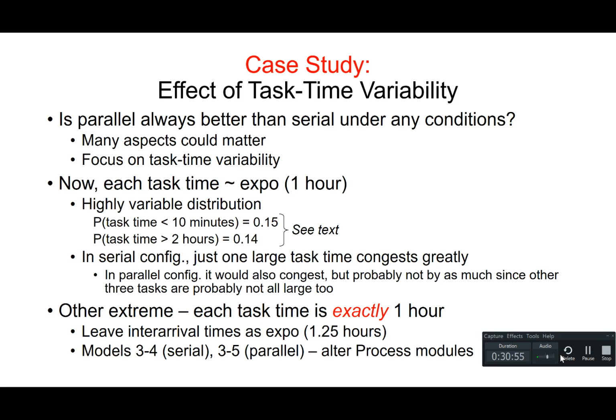In a serial configuration, just one large task time will affect everything, whereas in a parallel application, one will create a bottleneck, but things will continue to flow through the other parallel applications. The other extreme is when the task time is exactly 1 hour.